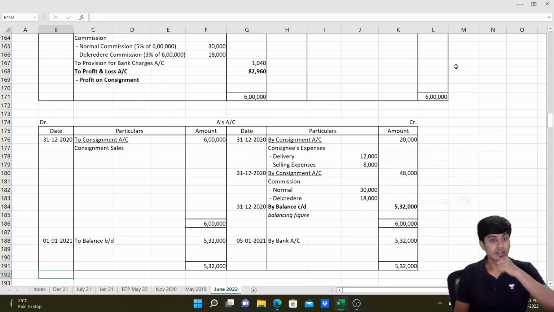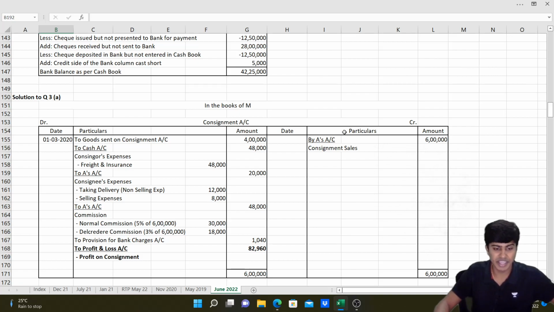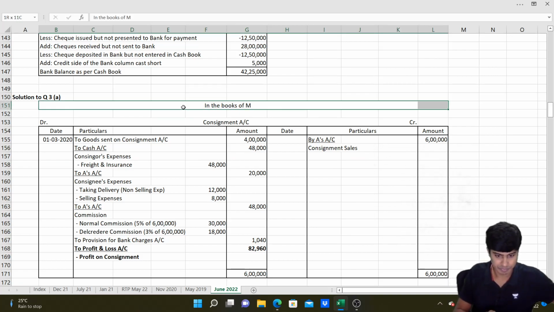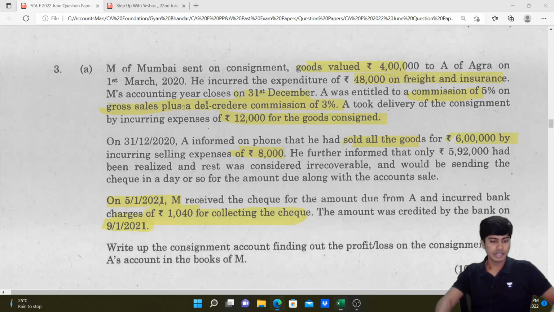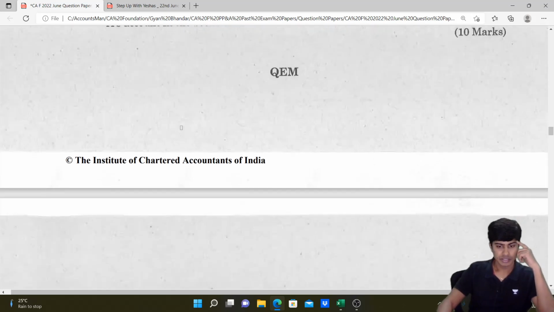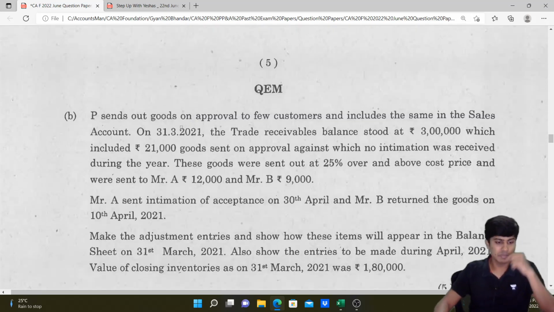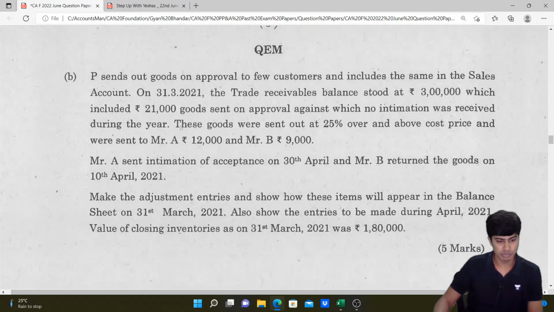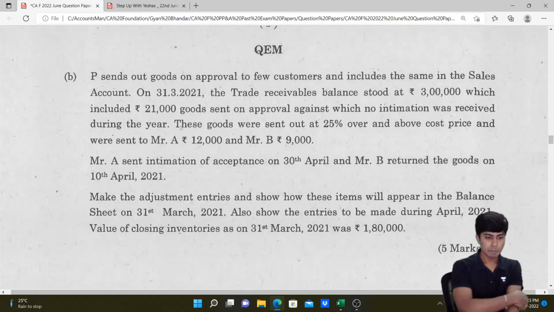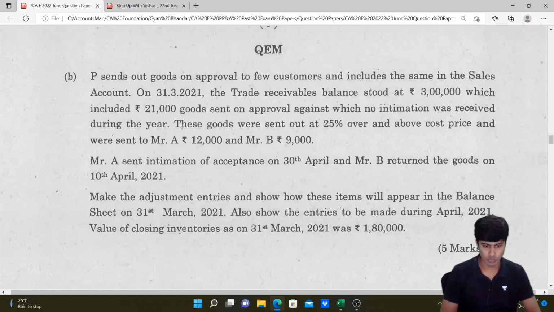With that, we are done with question number 3A. Let us now do question number 3B, shall we? Let's go to question 3B. It is 10 marks, guys. This is a loot question, let me tell you. 3B is on goods sent on return or approval basis. Let's read it. P sends out goods on approval to few customers and includes the same in sales account.